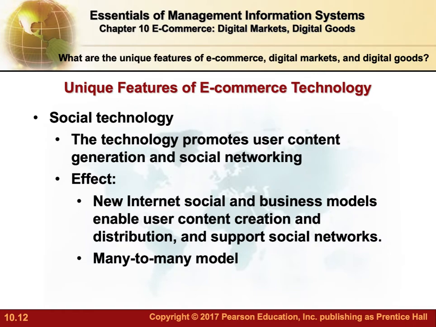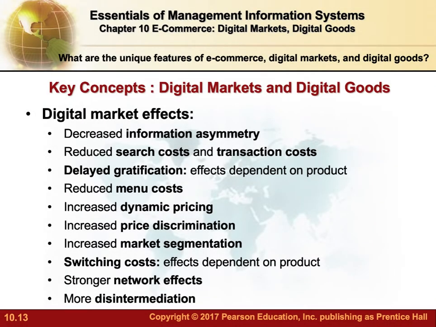Key concepts. We have decreased information asymmetries, meaning the same information being shared at the same time. Search cost, transaction cost, delayed gratification, menu cost, dynamic pricing, price discrimination, market segmentation, switching costs, network effect, and disintermediation.